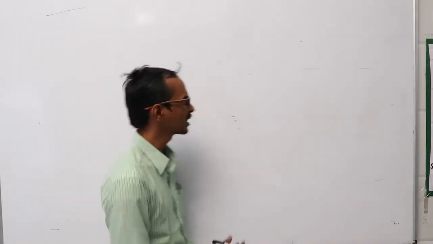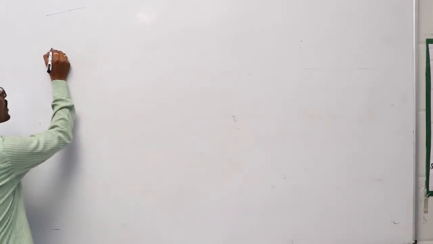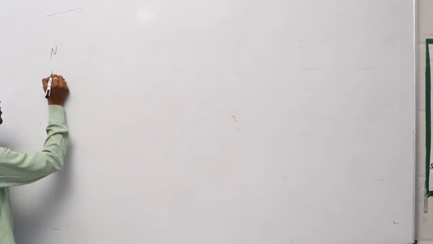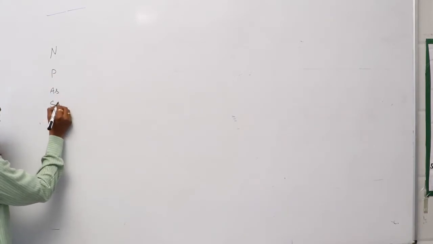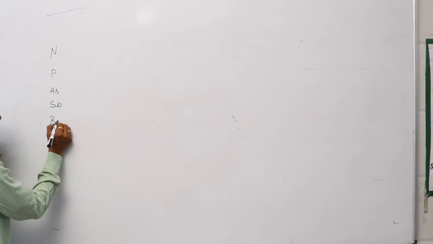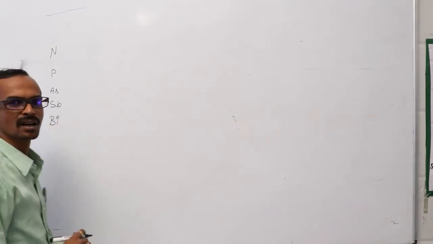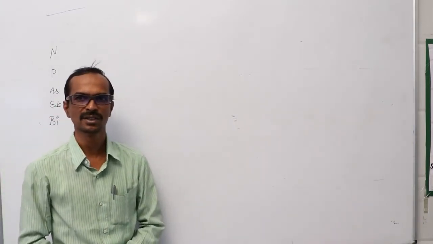Students, can you please tell me the 5A group elements once? What are they? Nitrogen, phosphorus, arsenic, antimony and bismuth, right? These are the 5A group elements.